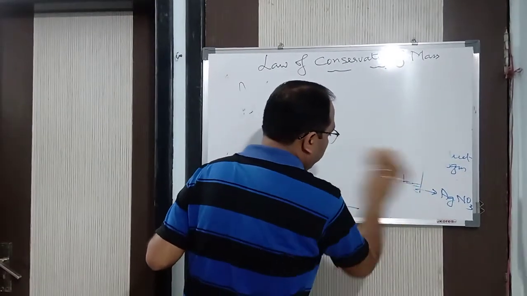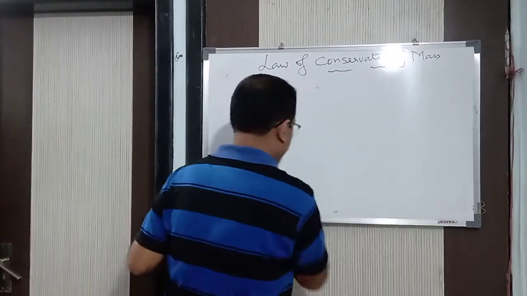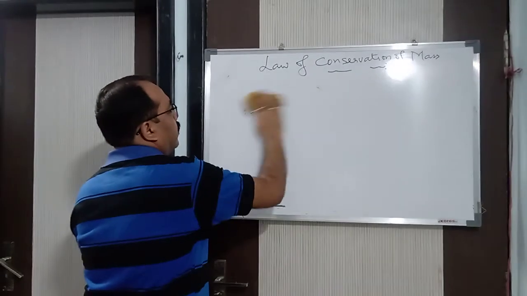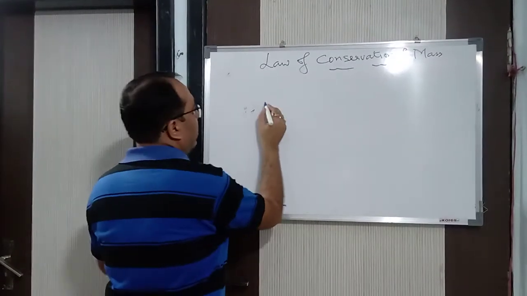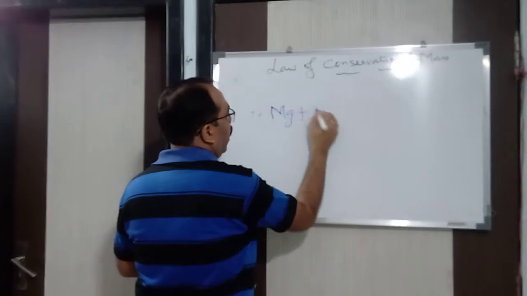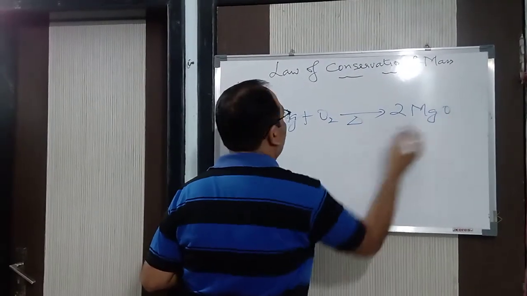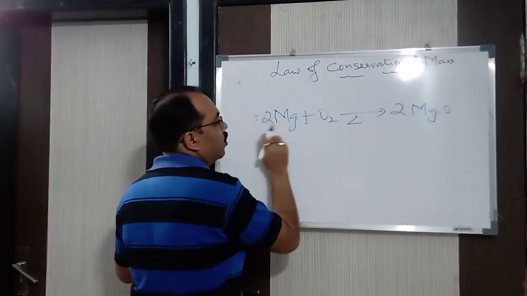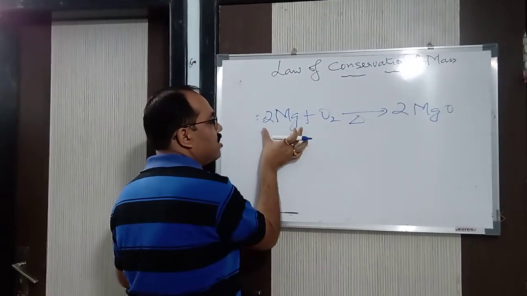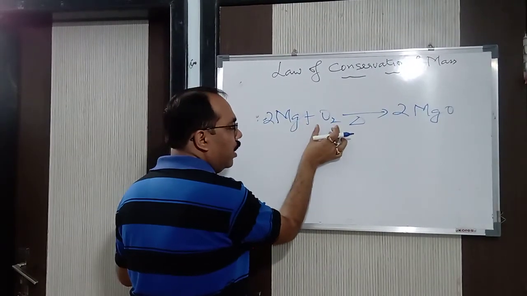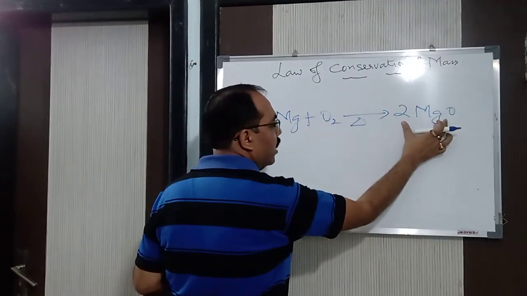We will calculate it and I will show you. Now see an example. Magnesium, when it burns in air, Mg plus O2 on heating, what does it give? It gives 2 MgO. Let me balance it: 2 Mg plus O2. This is magnesium ribbon. When you burn it in air, you get magnesium oxide, which is a white powder.